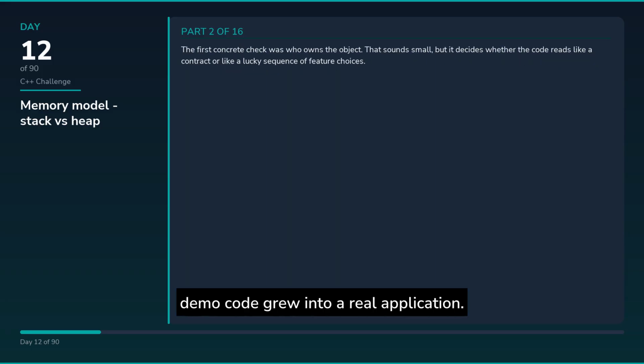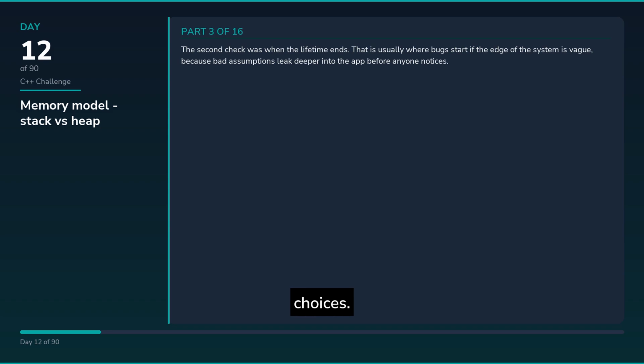The first concrete check was who owns the object. That sounds small, but it decides whether the code reads like a contract or like a lucky sequence of feature choices. The second check was when the lifetime ends. That is usually where bugs start if the edge of the system is vague, because bad assumptions leak deeper into the app before anyone notices.